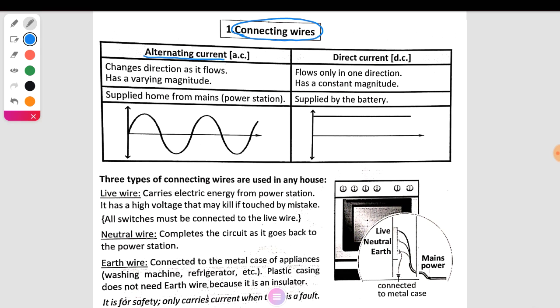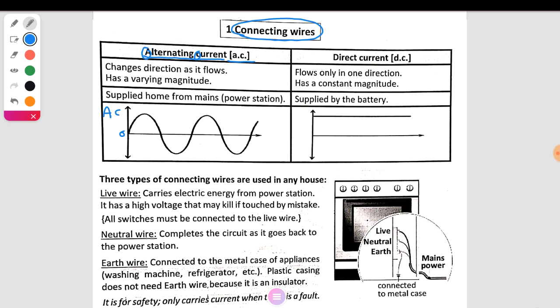The meaning of alternating current: the symbol AC is the meaning of alternating current. Alternating current, AC. The form of alternating current, this current is called AC.